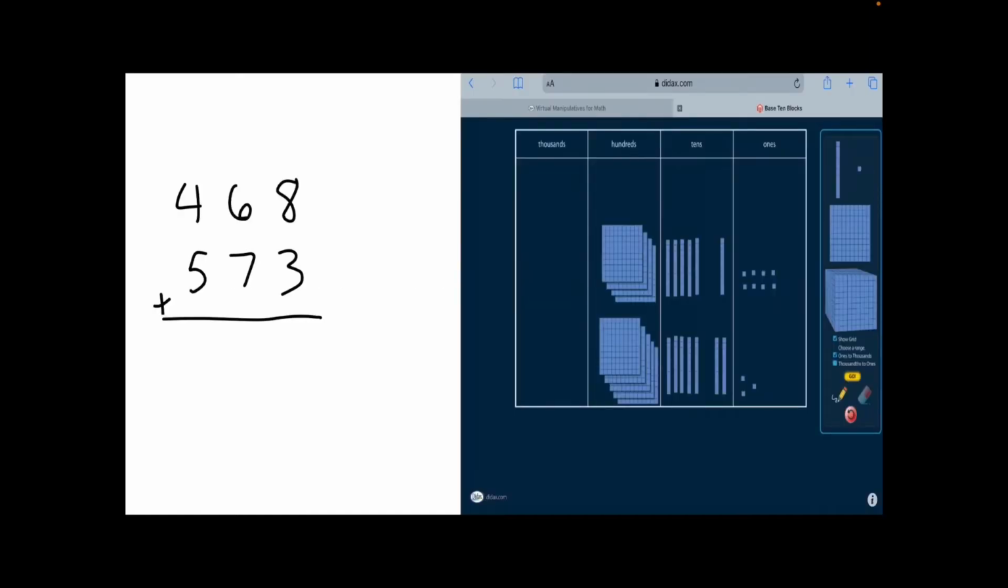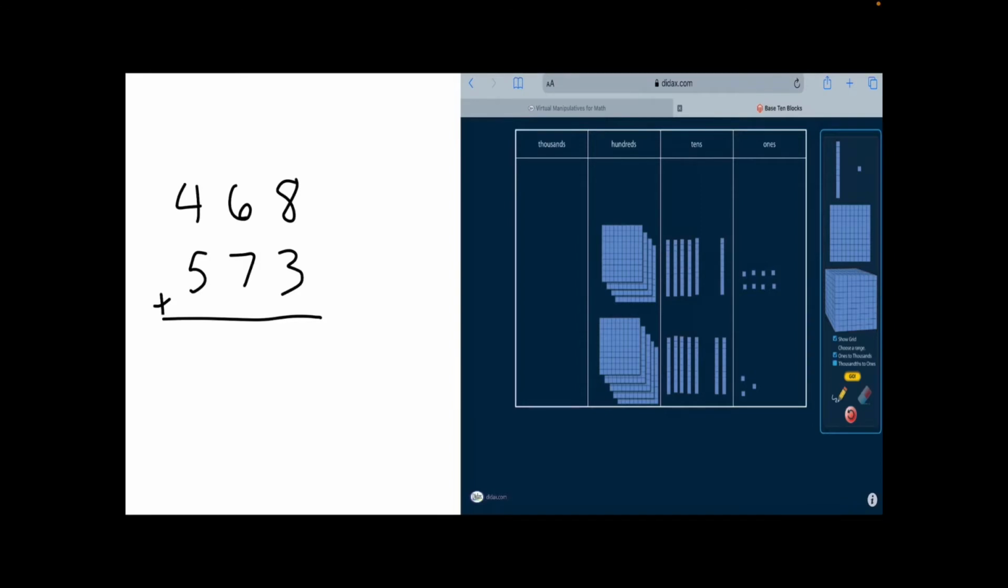In this video, we'll be explaining why the traditional addition algorithm makes sense. Let's start by adding two three-digit numbers, 468 and 573. The first thing that we do is we make sure that our place values are aligned. So we align by place value the ones together, the tens and the hundreds.